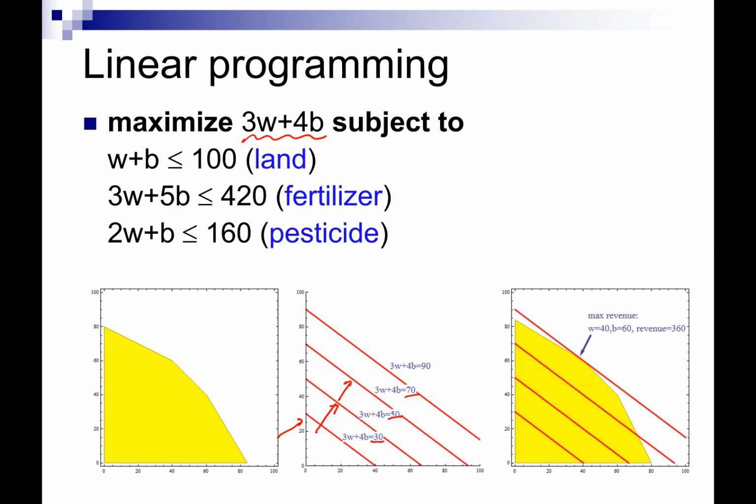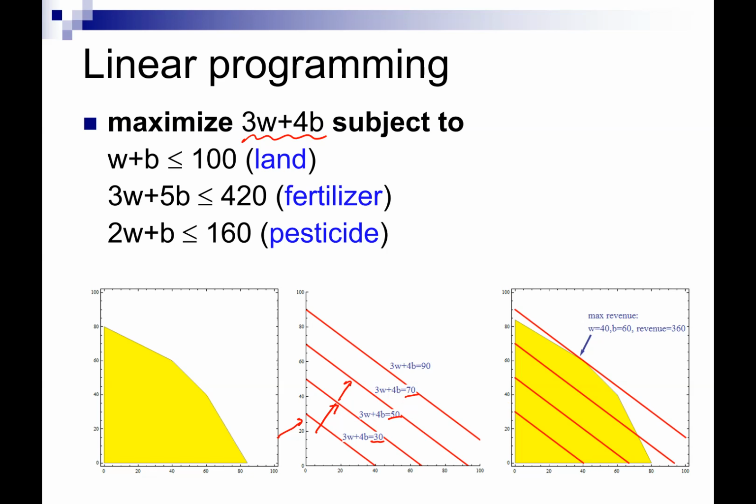And so what we want to do is look at all of these W and B combinations that the farmer is allowed to do, and that's given by this yellow region over here. And in this yellow region, we want to maximize the revenue as much as possible. So then what you want to do is take these lines.